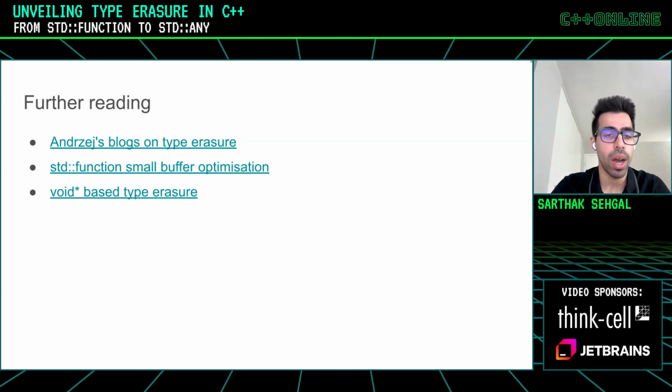For std function, I touched on the cost associated with it. And I mentioned that standard implementations do an optimization known as small buffer optimization, or SBO, which is when your function signature is small enough, it's not going to do any heap allocation. This is an interesting thing as well, and I've linked that in the slides.